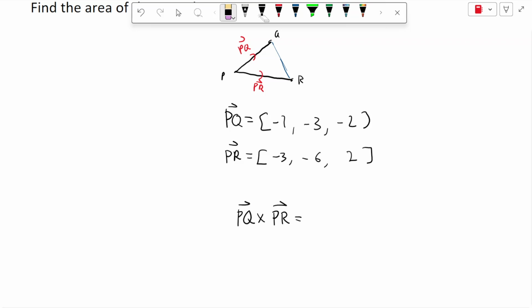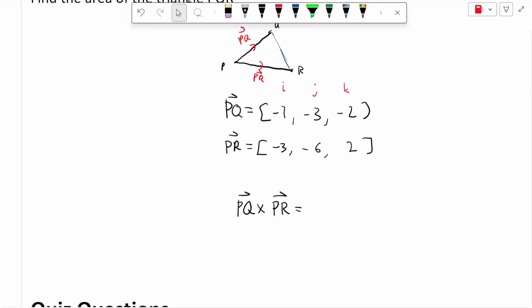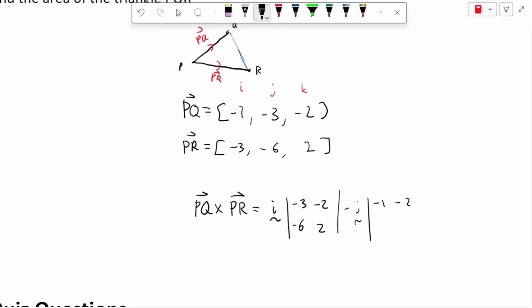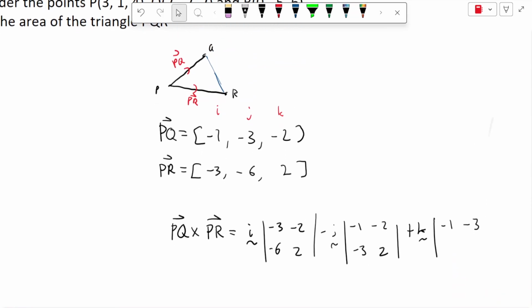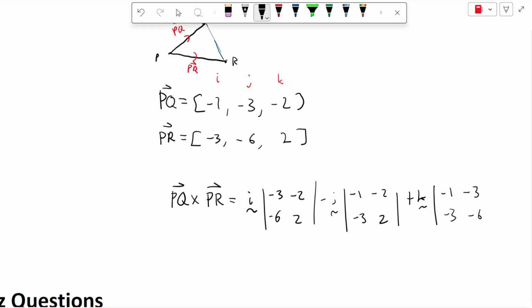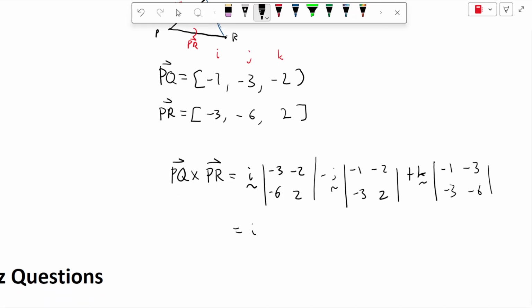I'm actually going to use my little trick. I won't bother writing out the determinant. I'll just imagine i, j, and k because I've strategically drawn the vectors on top of each other. It's a good way to save yourself a bit of time in an exam or something. Minus 3, 2, minus 2, 6. Take j. Minus 1, minus 2, minus 3, 2. Plus k. So that's minus 1, minus 3, minus 3, minus 6. Okay, so that is going to be minus 6.